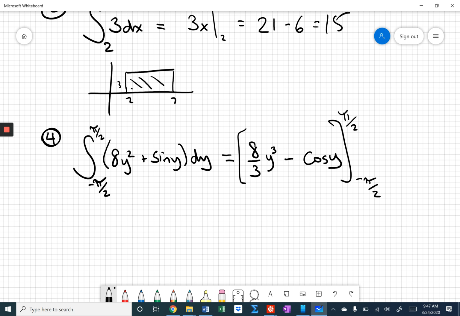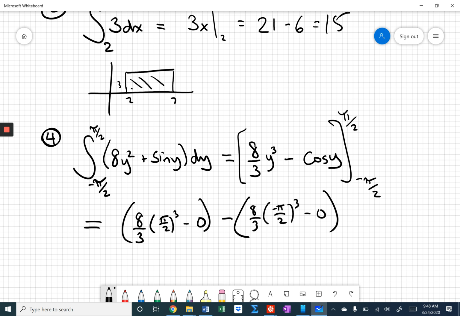The nice thing is, for this example, if I plug in pi over 2 to cosine, I get 0. And I plug in negative pi over 2 to cosine, I get 0. So this is going to be 8/3 pi over 2 cubed minus 0, and then minus, and then we're going to have 8/3 negative pi over 2 cubed, again minus 0.